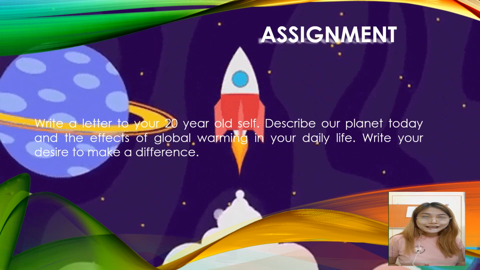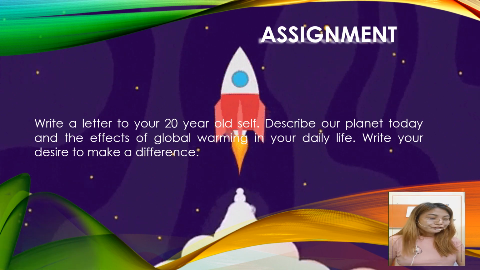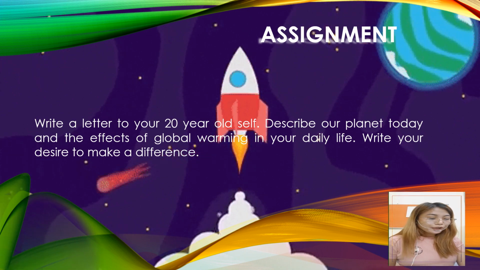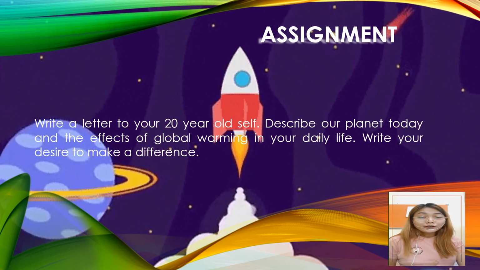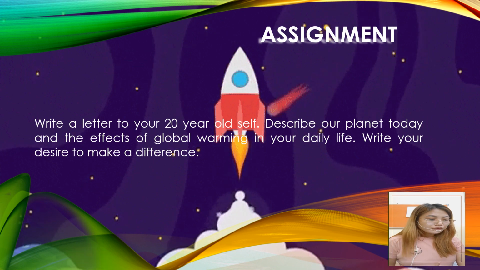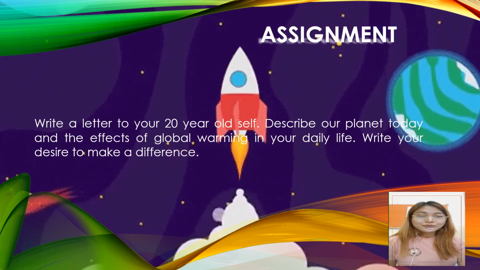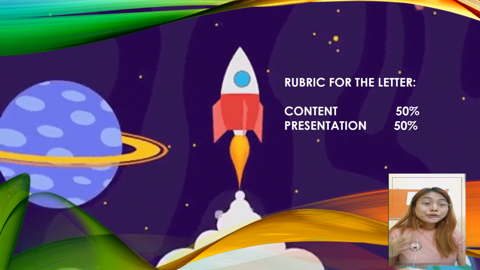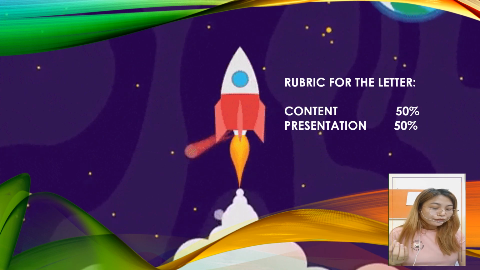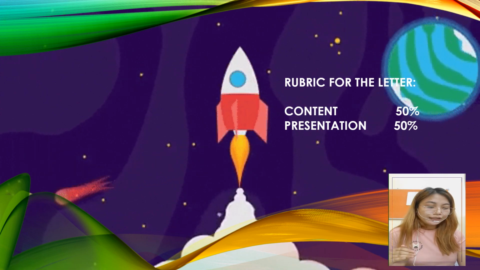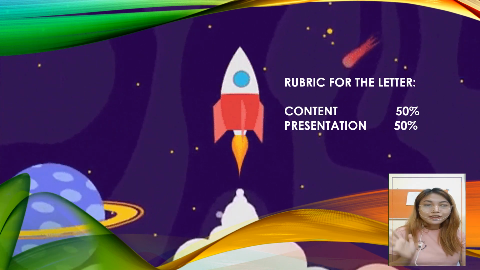For your assignment, write a letter to your 20-year-old self. Describe our planet today and the effects of global warming in your daily life. Write your desire to make a difference also. Here are the criteria or rubrics for the letter activity in your assignment. For the content, it's 50%, and for the presentation, it's also 50%, with a total of 100%.